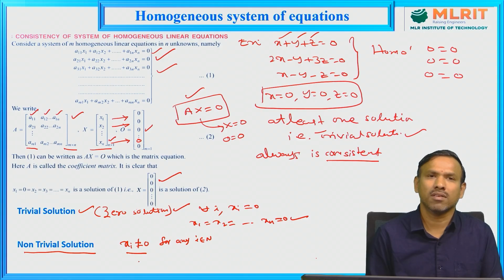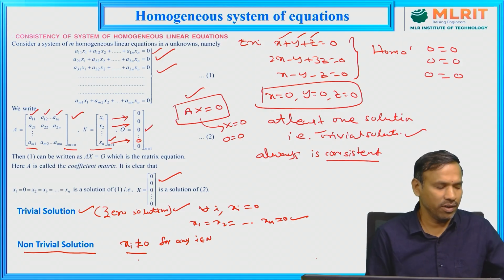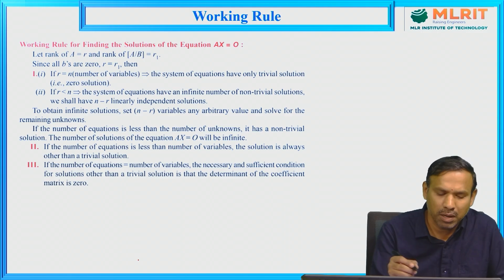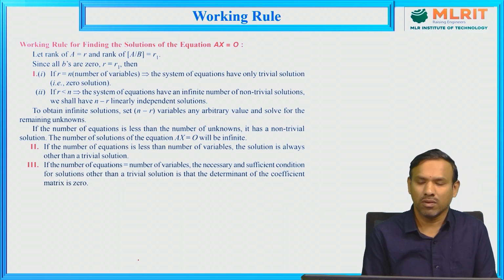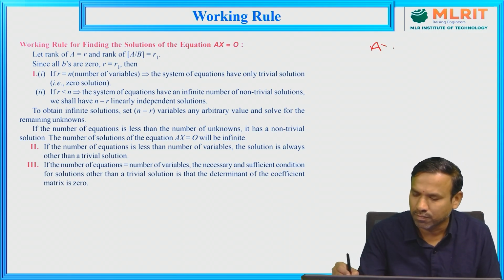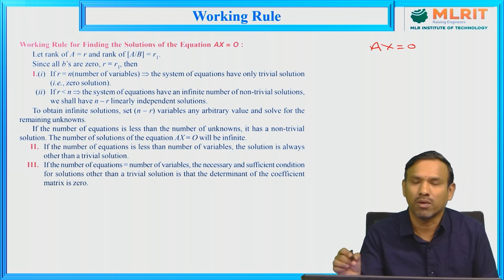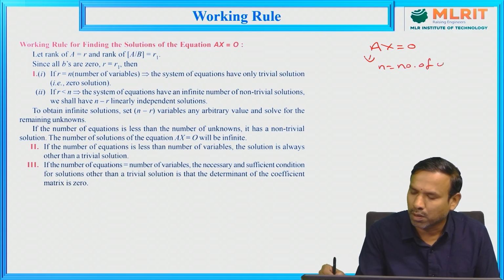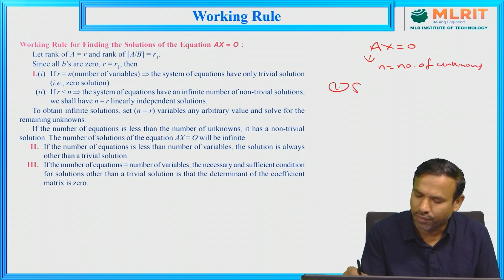Now we discuss when the homogeneous system will have a trivial solution and when it will have a non-trivial solution. Look at this very clearly. I have given the details, but I can explain briefly. There is a given homogeneous system, Ax is equal to 0, where A is called the coefficient matrix and n is the number of unknowns.